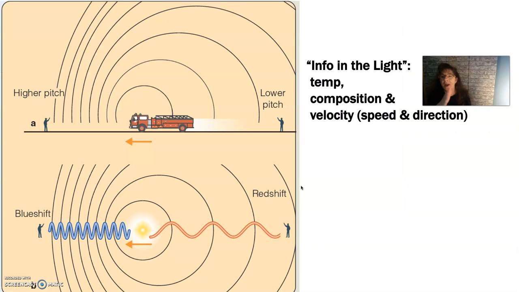So in other words, you've got information in the light that talks about temperature and composition, and we can also have information in the light that talks about the velocity of the wave and the direction of the wave. So velocity is speed and direction. And you can tell both from this wave. It's an enormous treasure trove of information. We talked about the Doppler effect.